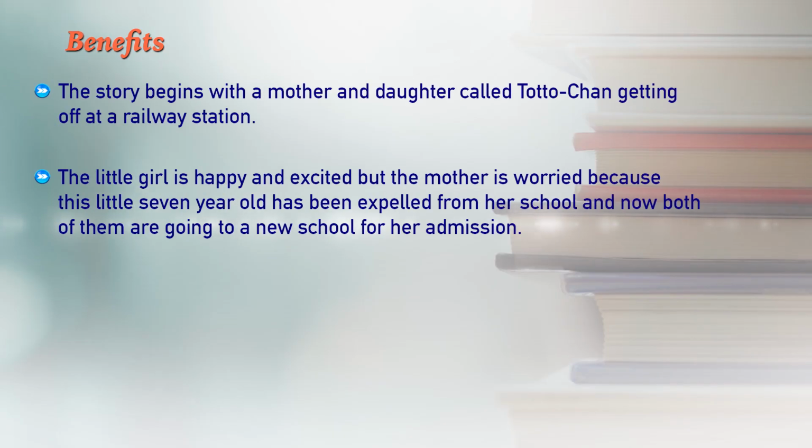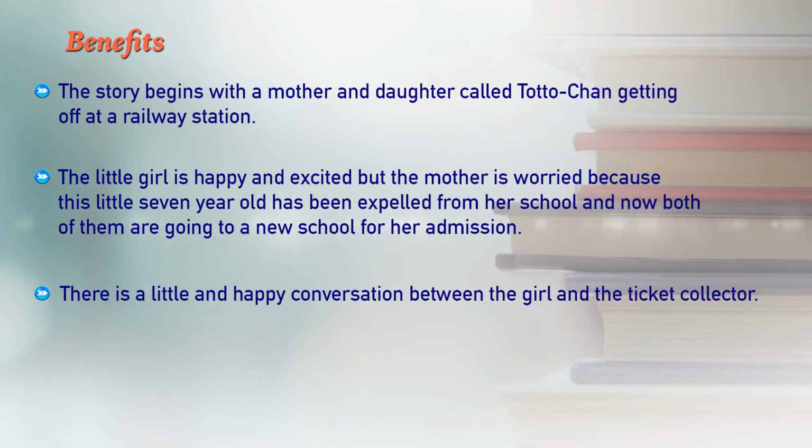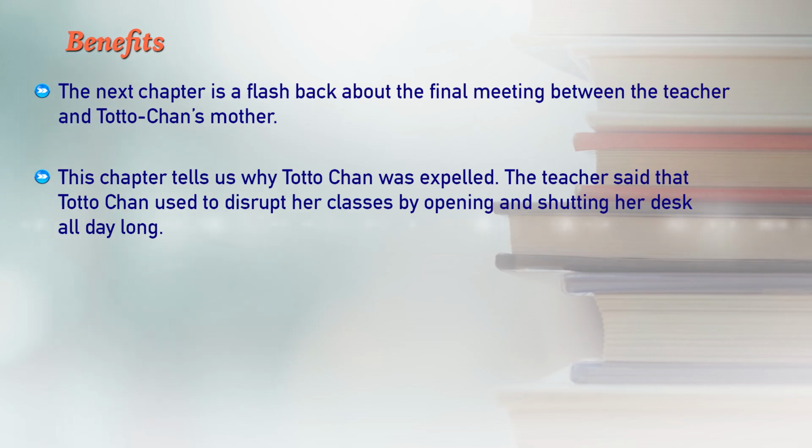The story begins with a mother and daughter, the daughter is called Toto-chan, getting off at a railway station. The girl is happy and excited, but the mother is worried because this 7-year-old child has been expelled from her school. And now both of them are going to a new school for admission. The little child does not know that she has been expelled. So there is a little and a happy conversation between the girl and the ticket collector as they are getting out of the station.